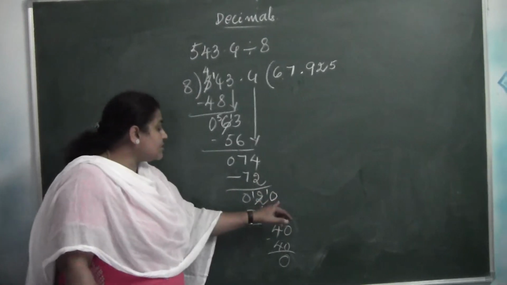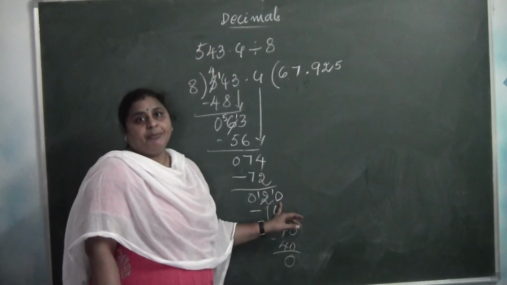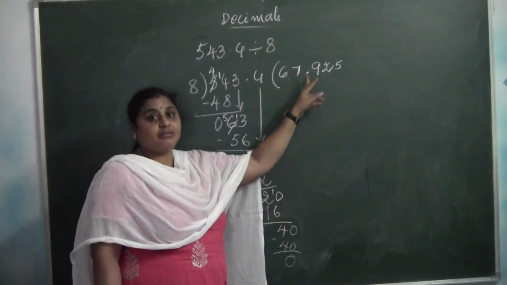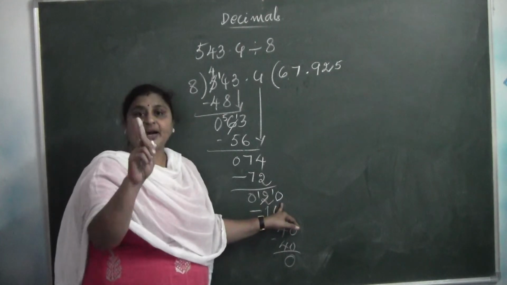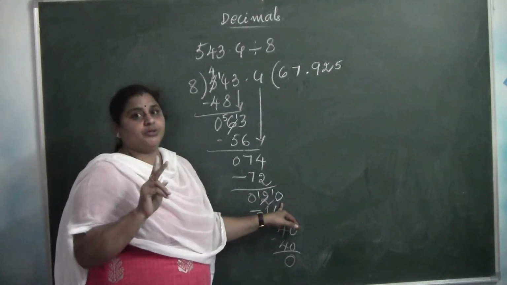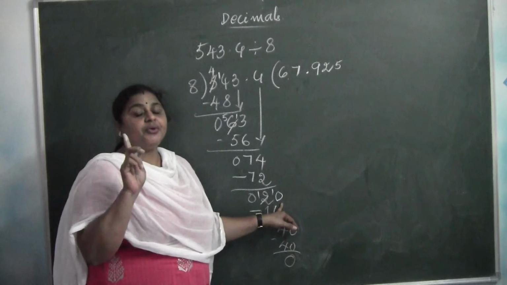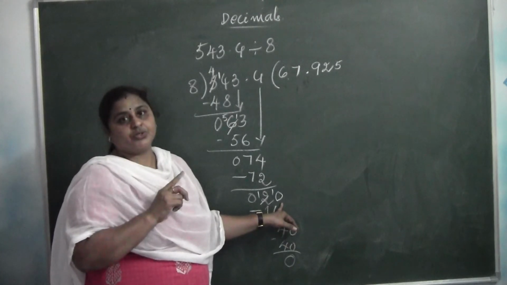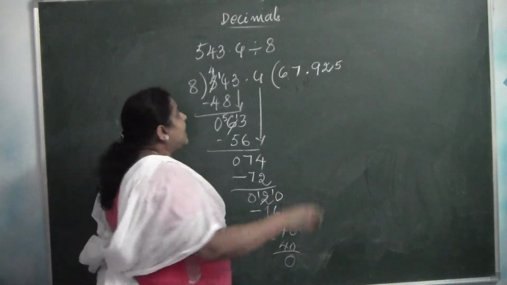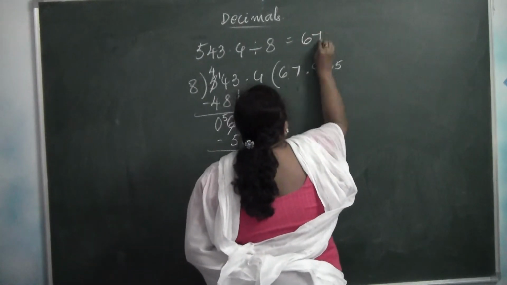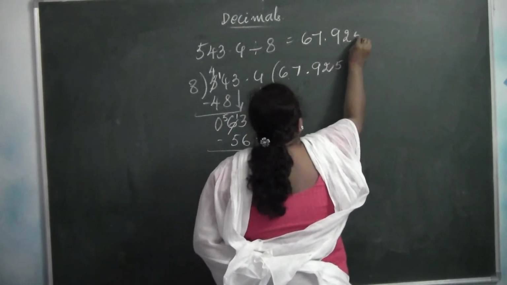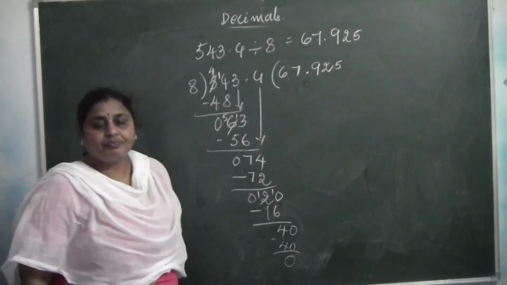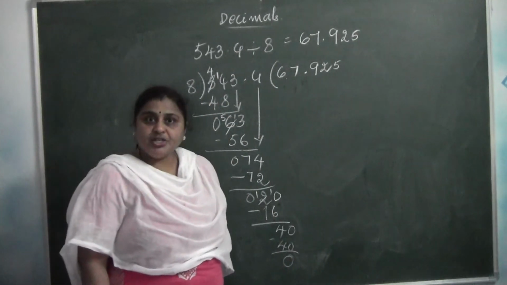So there is a concept of adding a 0, children. Because already we have placed a decimal, you can add only 1 zero but not 2 zeros. Got it? So you have to add only 1 zero. You cannot add 2 zeros. Okay. Now what is our answer? 67.925. That's it.